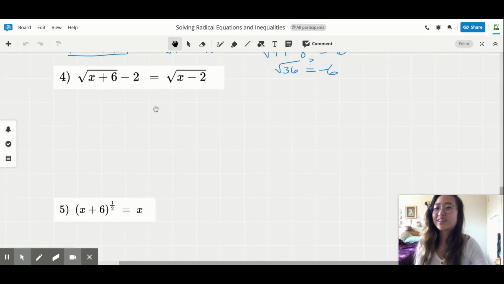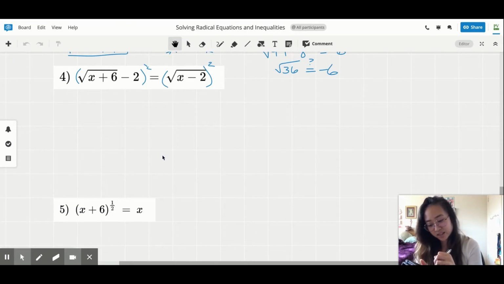Okay, so moving on to number 4. With this one, we have a square root on both sides of the equal sign, and our goal is still to get the square root on just one side of the equation. The only way that we can do that is to square both sides. And on the left side, we do end up needing to FOIL two radicals together. So I'm just going to write out what we're really looking at there.